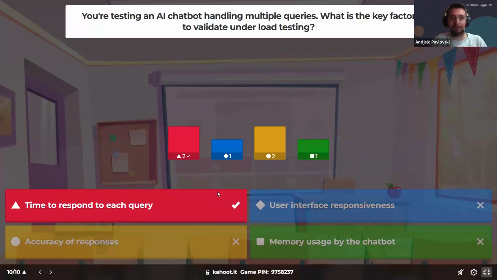And then memory usage by the chatbot. Well, it's not really the interest of load testing. So we can probably do that with endurance. We can do it with volume testing. And then user interface responsiveness, although it is important, it is not what we're aiming for with the chatbot specifically. So it handles multiple queries. So it is basically something that we're communicating with. So if the interface is not as responsive, but we still get the answer, it's not under our scope of testing. So the ideal one would be time to respond to each query. So if 3 of us write to it, we want to see how fast it answers all of us. But nevertheless, good job to everyone.